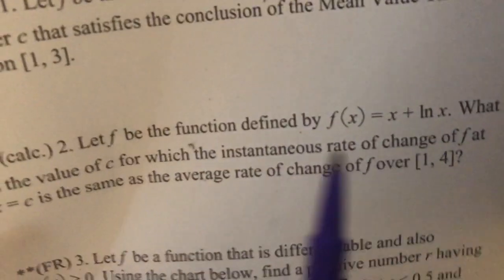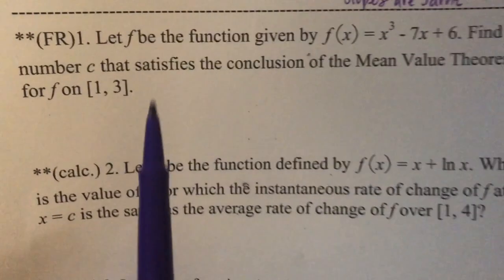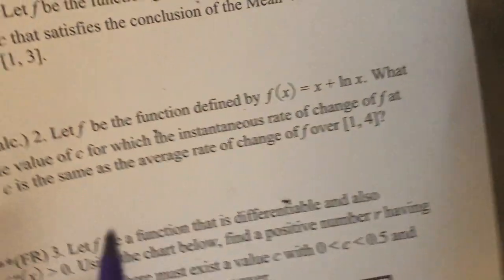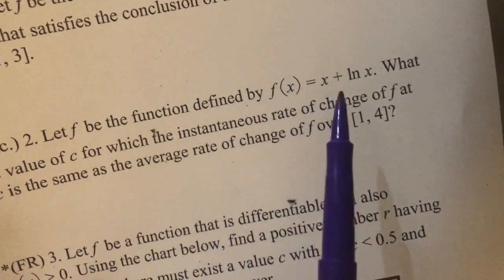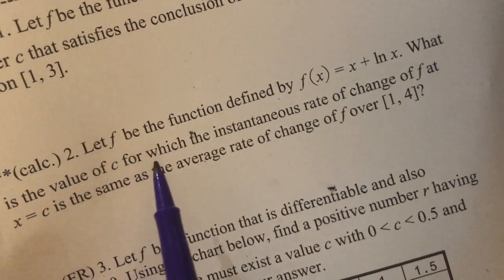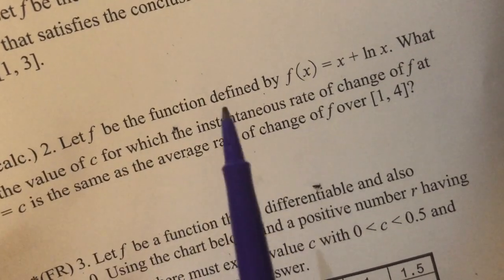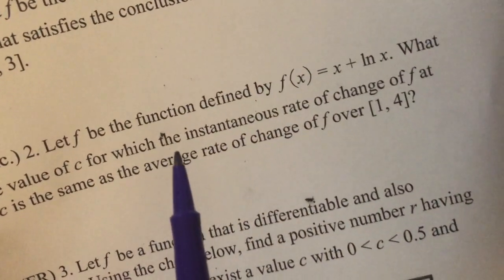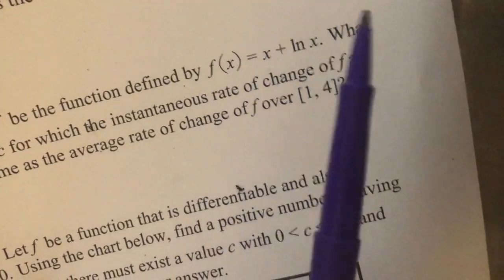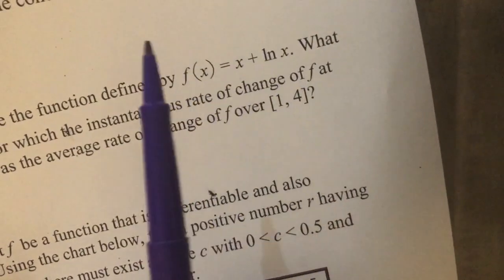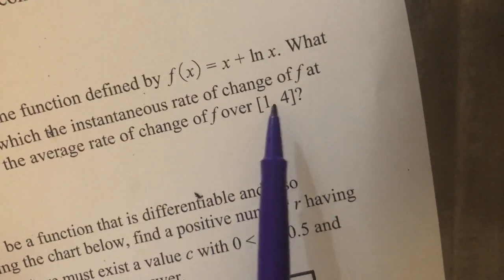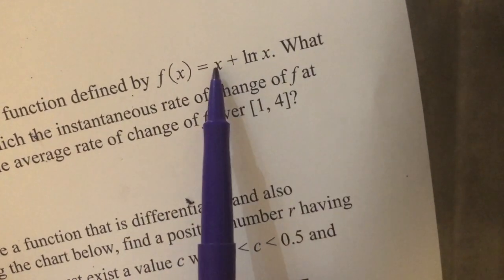Probably should have gone over why I did that. I just kind of jumped into it. Okay. Oh, and I skipped something important. Let f be the function defined by... what is the value of c for which the instant rate of change is the same as the average, right? So that's asking for the mean value theorem. What I skipped is our conditions. We should have checked first to make sure that it's continuous and that it's differentiable, right? Over 1 to 4.